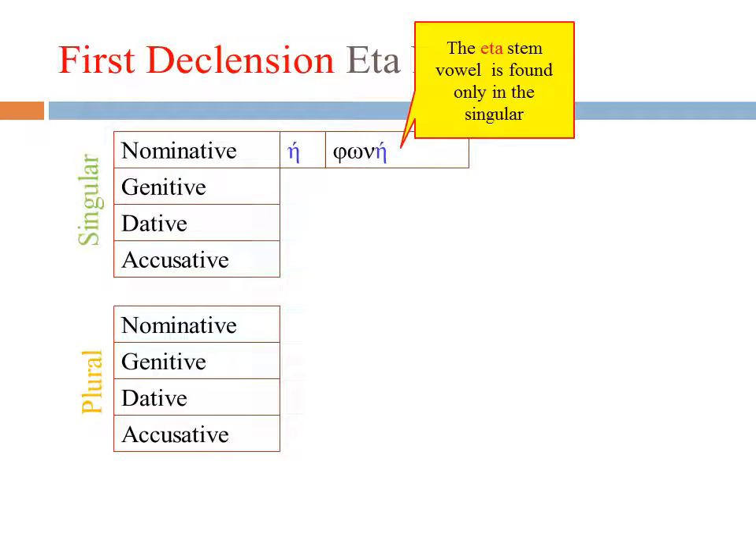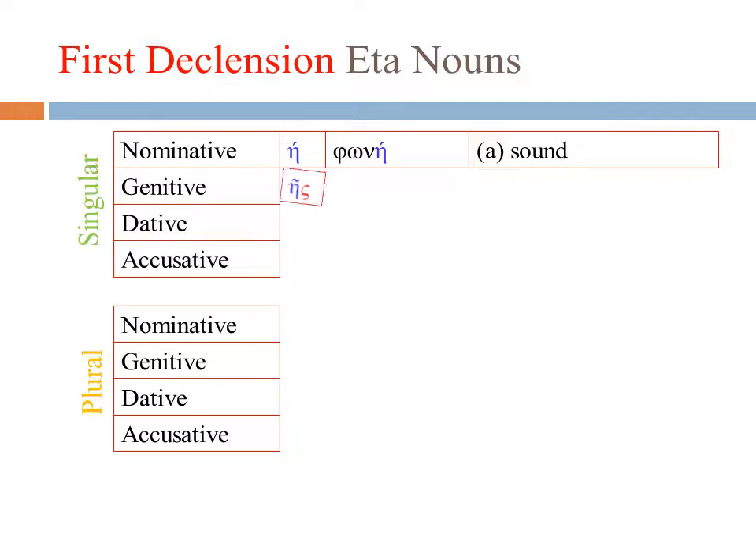Phone, the eta stem is only going to be found in the singular. Phone, sound, and this is the subject of the sentence. Genitive, the sigma is the same ending, eta sigma. Phones, of, from a sound, or this is the sound's calling.